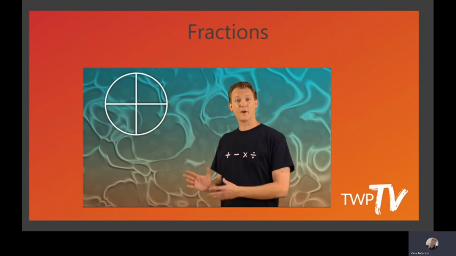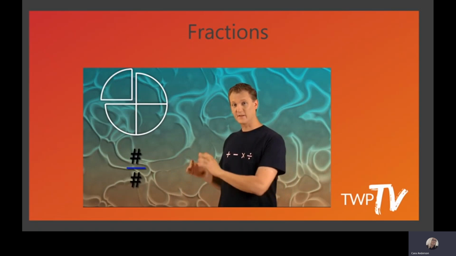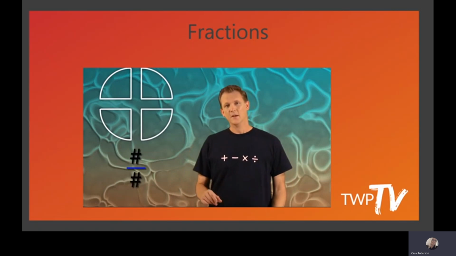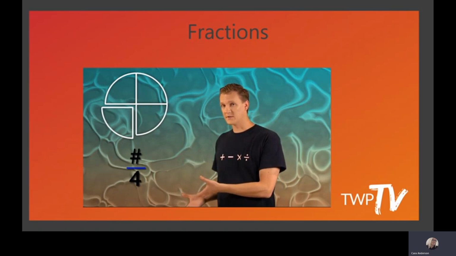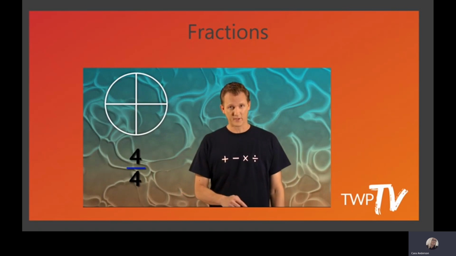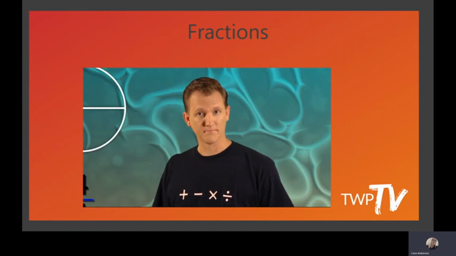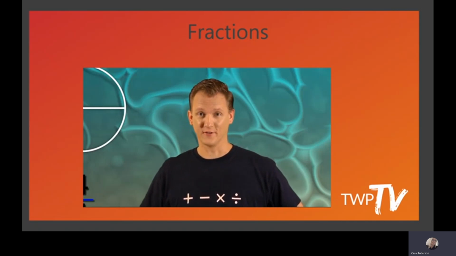For example, let's write a fraction for our drawing here. I divided the circle into 4 parts, right? So the number on the bottom will be 4. And I still have all 4 of those parts, so the number on top will also be 4. I have 4 out of 4 parts. That means I still have a whole circle.